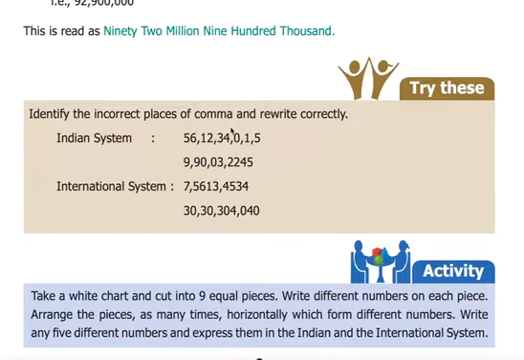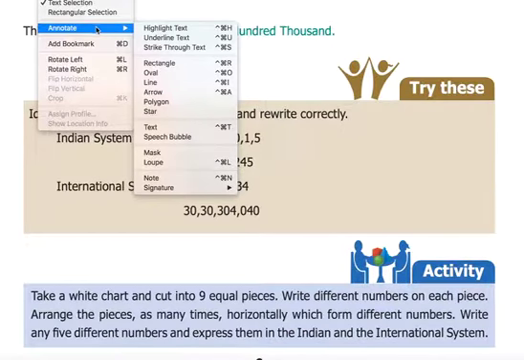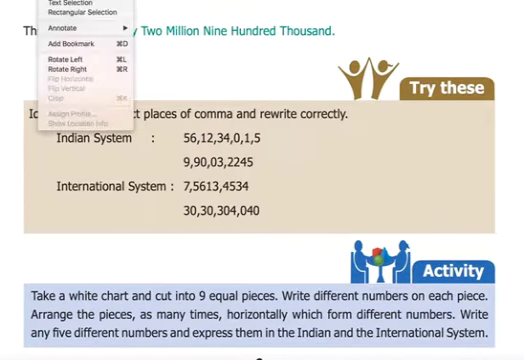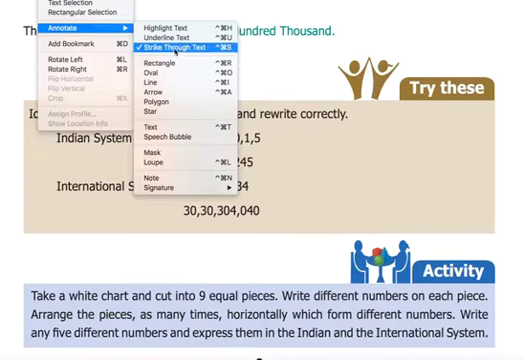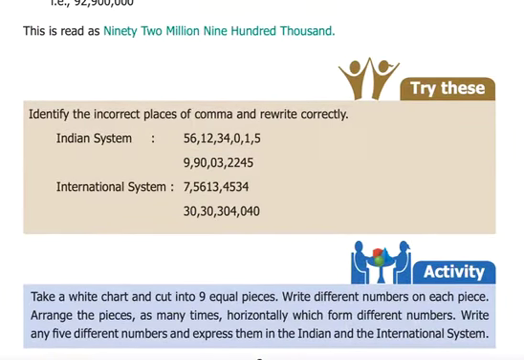Okay. Identify the incorrect place of comma and rewrite correctly. This is incorrect, right? Let me rewrite it. 5, 6, 1, 2, 3, 4, 0, 1, 5, right? Keep it side by side. 3, 2, 4, 6, 7, 8, 9. Okay, now comma will be here.